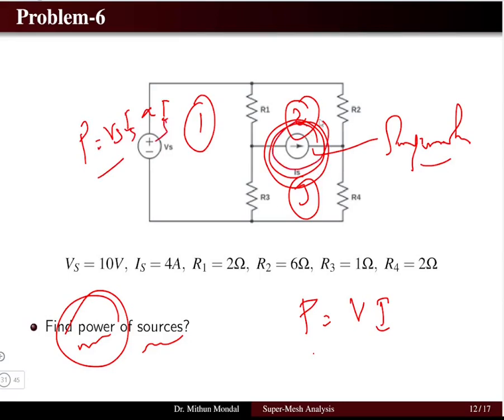However, since we have to determine the power of the current source, we can apply the KVL equation in this loop to determine the voltage at this terminal. Once we have got the voltage at this terminal, we can multiply it with the current that is flowing in the mesh to get the power.